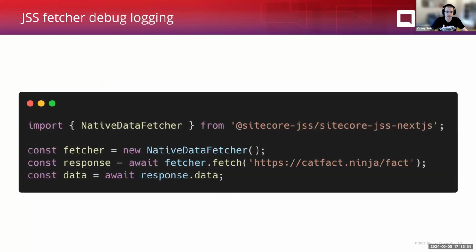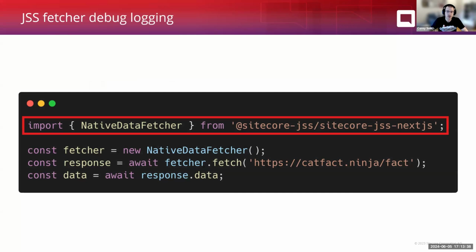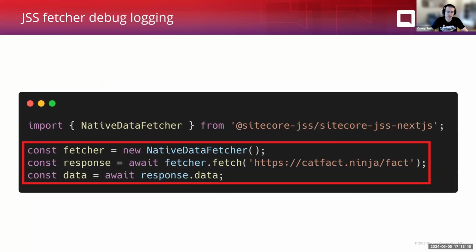They're quite easy to use. So if you want to use the native data fetcher, you just import it from the Sitecore JSS Next.js library like this. And then the API is very similar to using just a regular fetch. Like you can call the catfact API like I've done here and get some data back. And again, this will trigger that debug logging that I showed in the first tip.